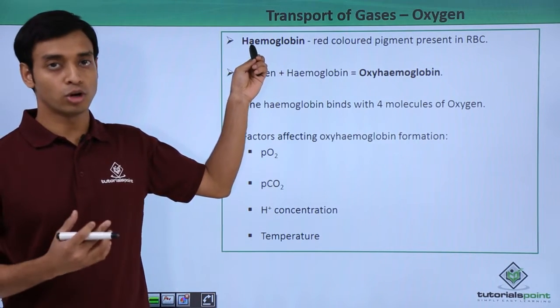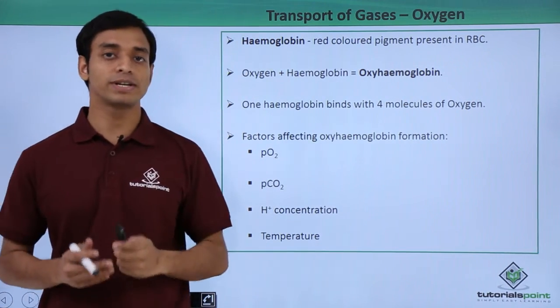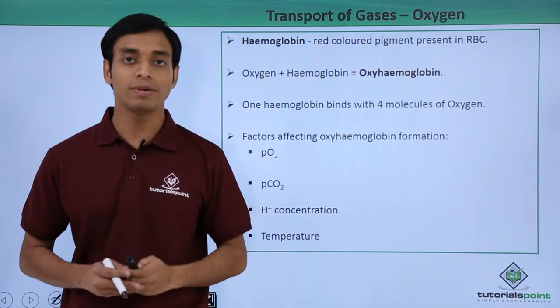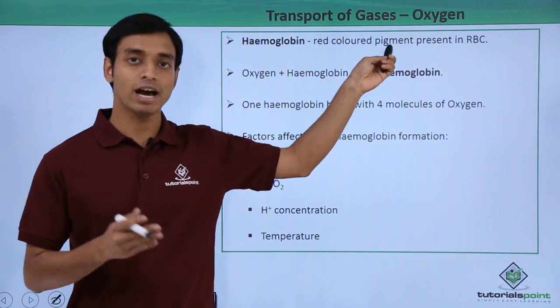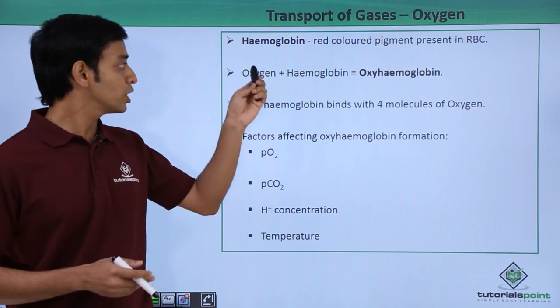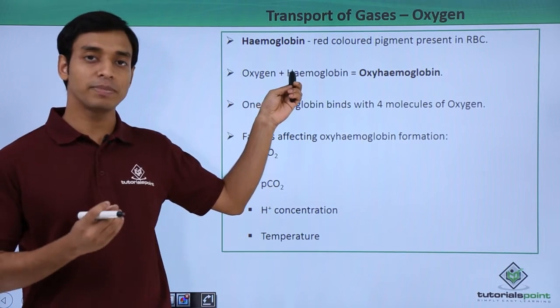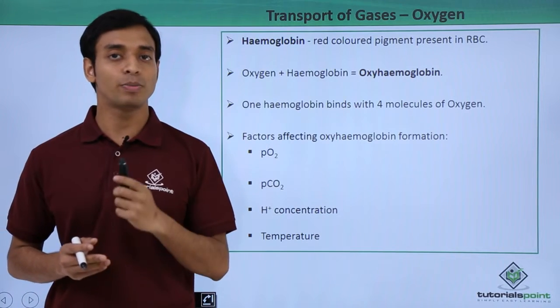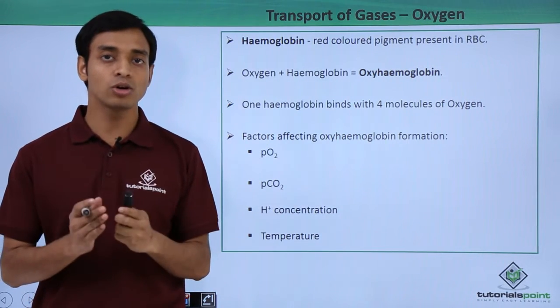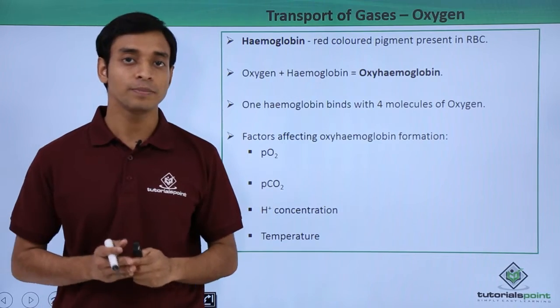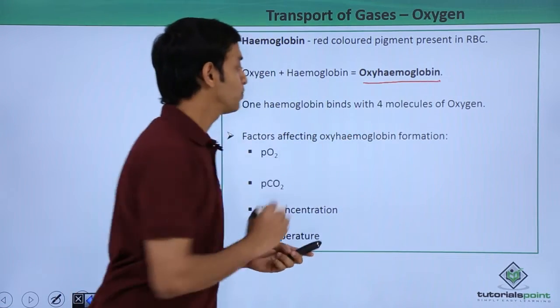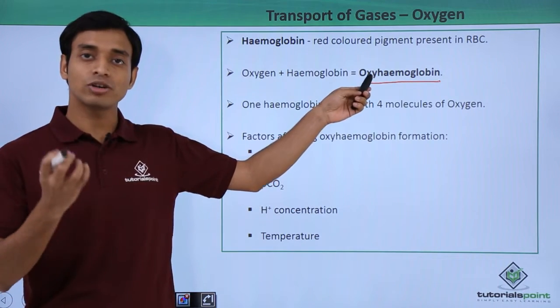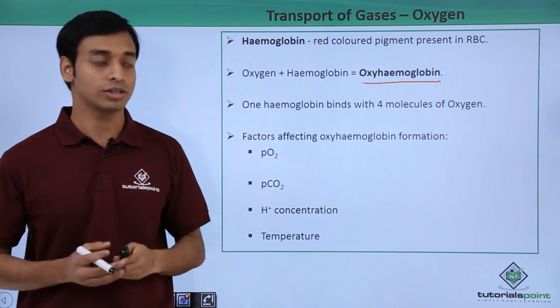Now, we know hemoglobin. This is a pigment which is present in the RBCs, or red blood cells, in human beings. It is a red colored pigment. This hemoglobin has the capability to bind with oxygen. A hemoglobin which is bound with oxygen is known as oxyhemoglobin. So oxyhemoglobin is a state of hemoglobin which is bound with oxygen.